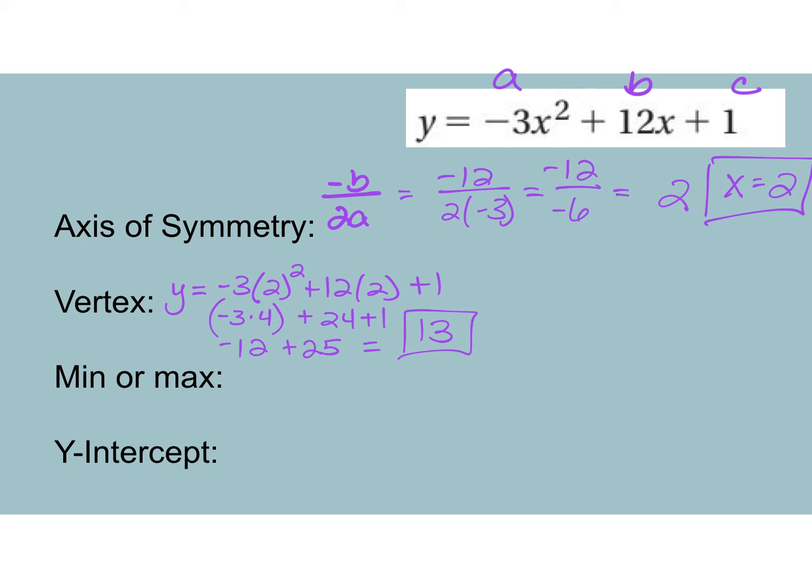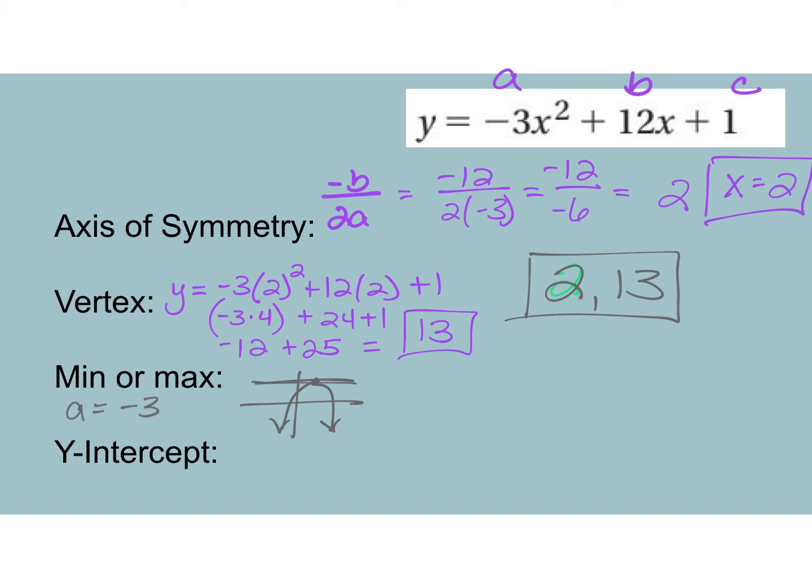So then we can say that our vertex is at 2, 13. All right. Now we're going to talk about maximum or minimum again. In this case, our a value is negative 3, which means this parabola is actually going to open downward. So that means here there is a maximum at 13, because 13 is that y value. Remember, the y's would determine if there's a max or a minimum.